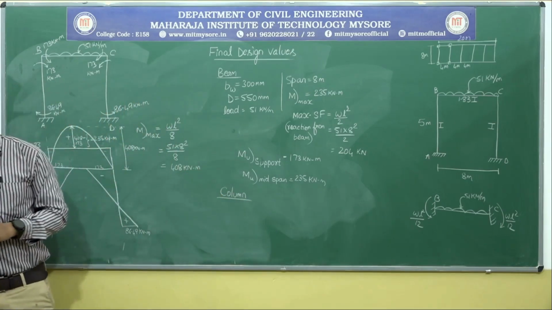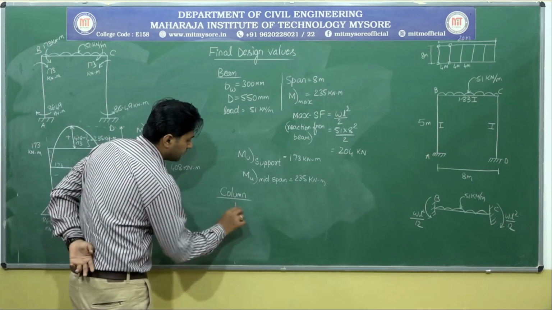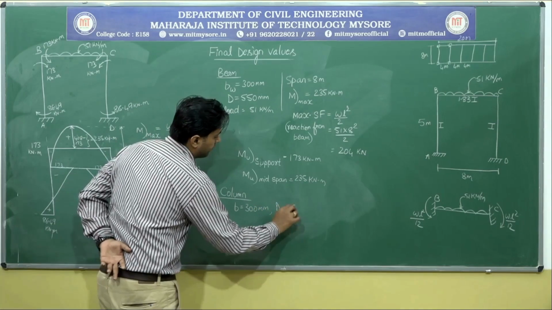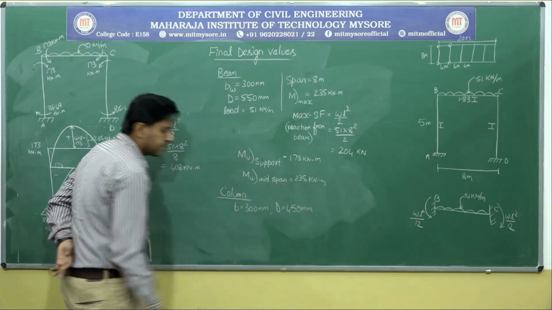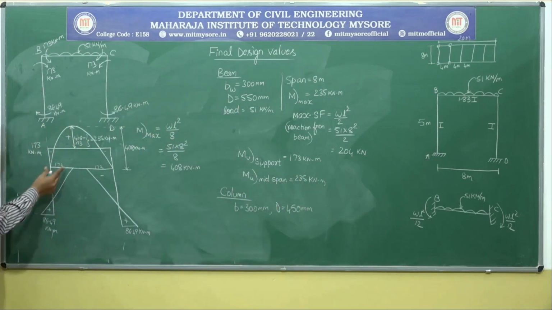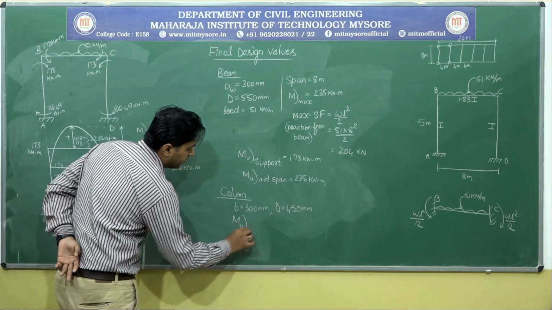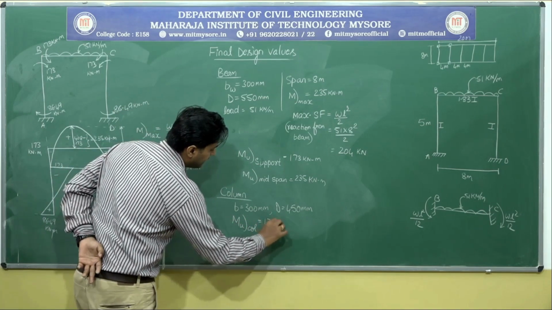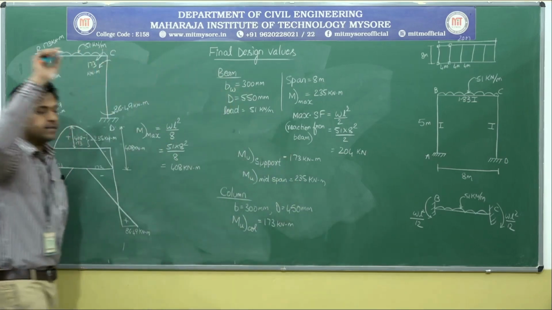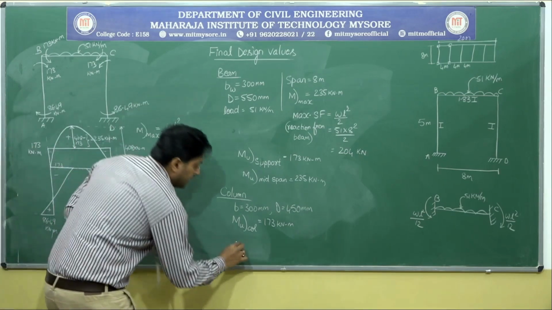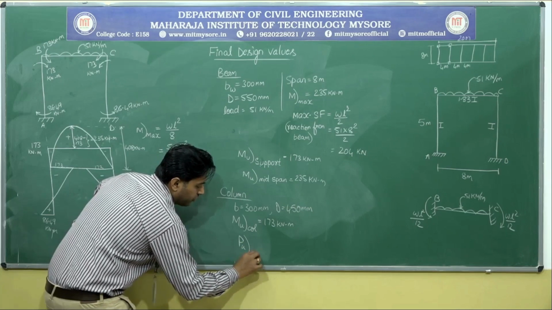So what are all the values for columns? Breadth and depth I know. Breadth is 300 only that we have assumed. Depth is 450 that we have assumed for columns. Then please remember, for this column we are having two particular moments. One is at the top, 173, and one more at the bottom, it is 86.49. Always go with the highest value. So MU for column that I need to consider for the design is 173 kilonewton meter. Next, I want to know the PU of column.